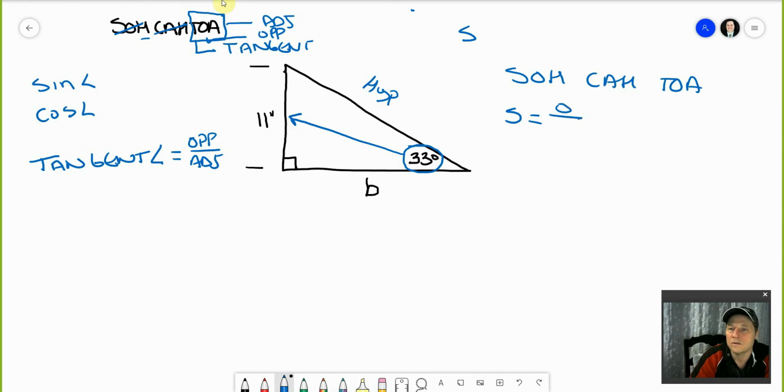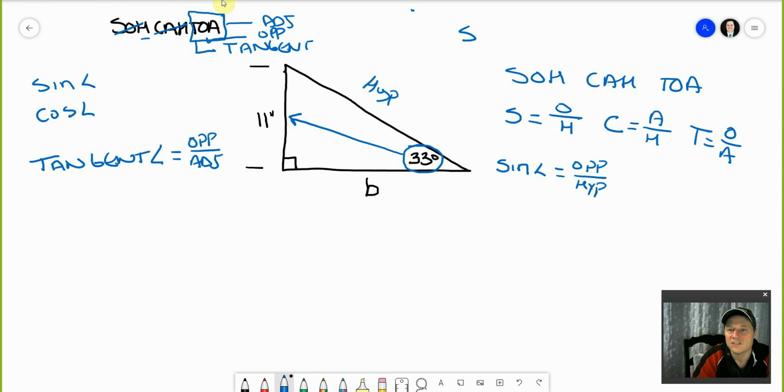S equals O divided by H. C equals A divided by H. And T equals O divided by A, which I always do this way so it helps me remember, when I was first learning trig. The S stands for sine of the angle equals opposite divided by hypotenuse.